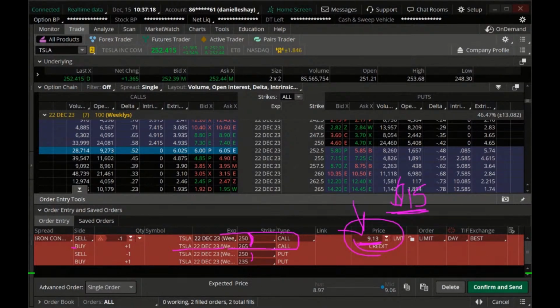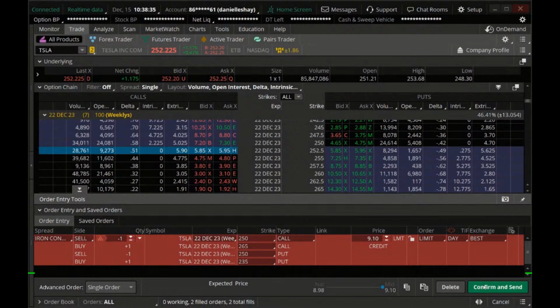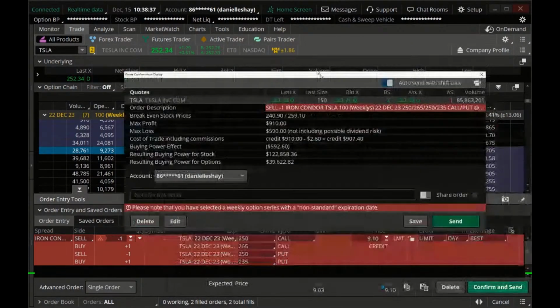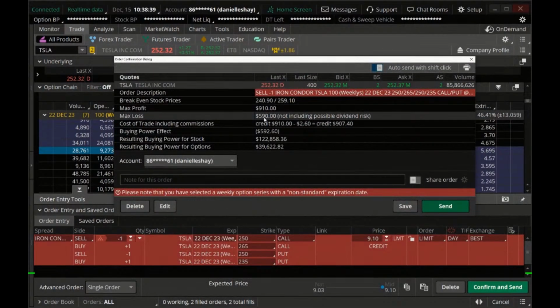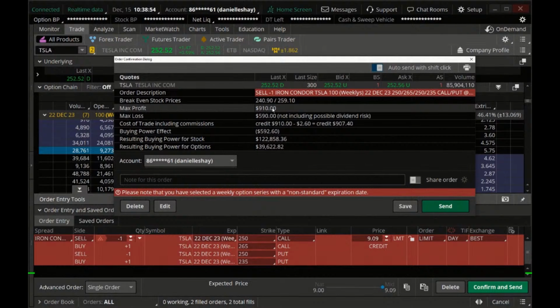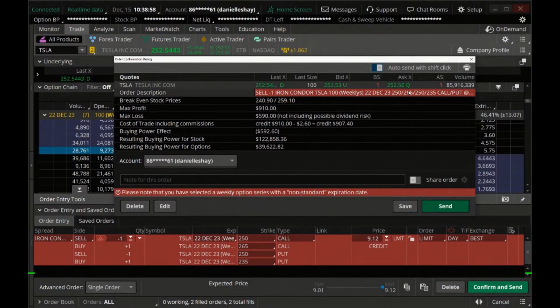So if we look at the risk to reward, you can see that your max loss is going to be $590 per contract, which is about $600 in the options market. So your max loss is about 600, your max profit's about 900. Not quite 1-to-1, but it's still pretty good on the risk to reward ratio.